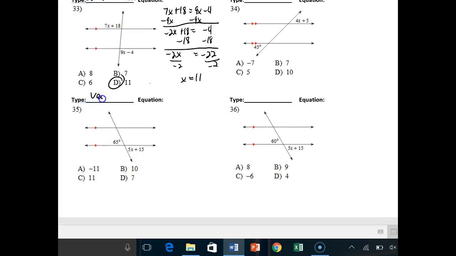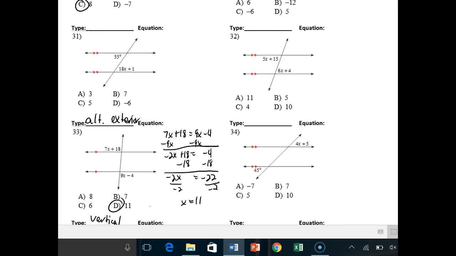Right? Here's a vertical relationship, so again, still set them equal to each other. All right, that's it. The rest you'll be doing in partners or through Ed Puzzle.